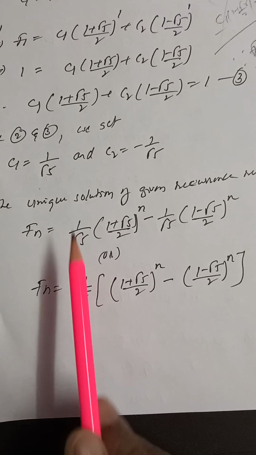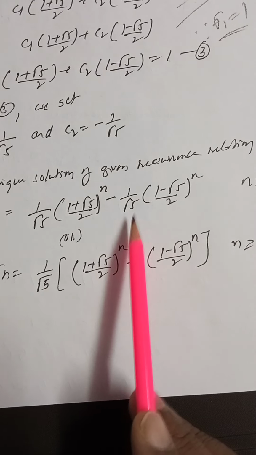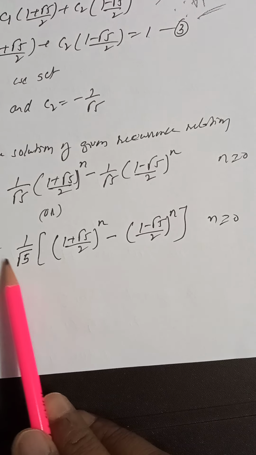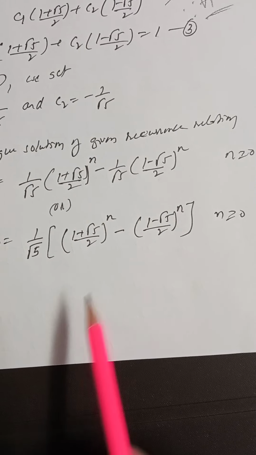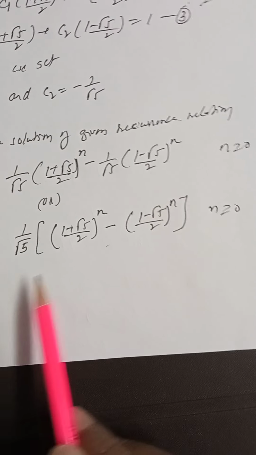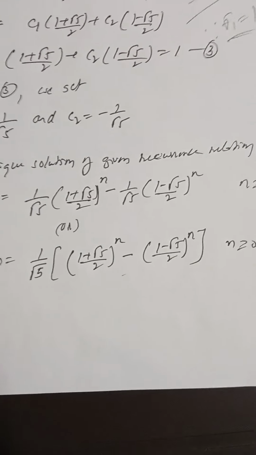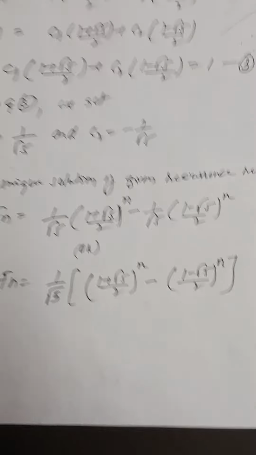Substitute those values in the general equation. Fn is equal to c1, which is 1 by root 5, into 1 plus root 5 by 2 whole power n, minus 1 by root 5, since c2 is minus 1 by root 5, into 1 minus root 5 by 2 whole power n. Now Fn is equal to 1 by root 5, taking it common, into 1 plus root 5 by 2 whole power n minus 1 minus root 5 by 2 whole power n. Therefore this is the unique solution of the given recurrence relation. This is called the Fibonacci relation. In the next class we'll discuss about this problem.